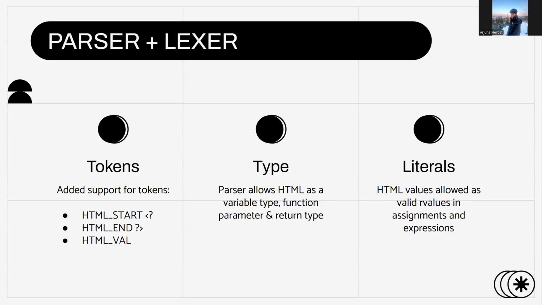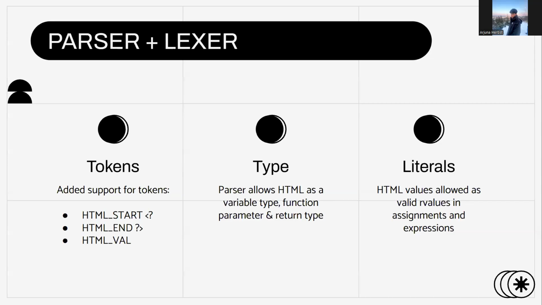So for the parser and lexer, first, obviously you have to add the HTML start and end tokens. You saw those in the demo scripts previously, and then HTML val is just the token for anything contained inside of those tags, which will then be passed to the pretty print method.